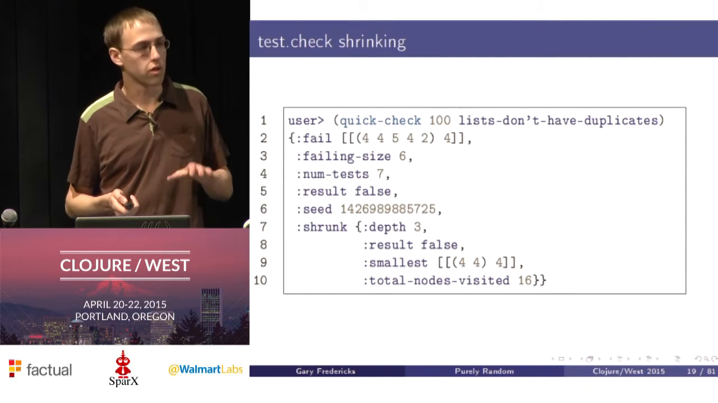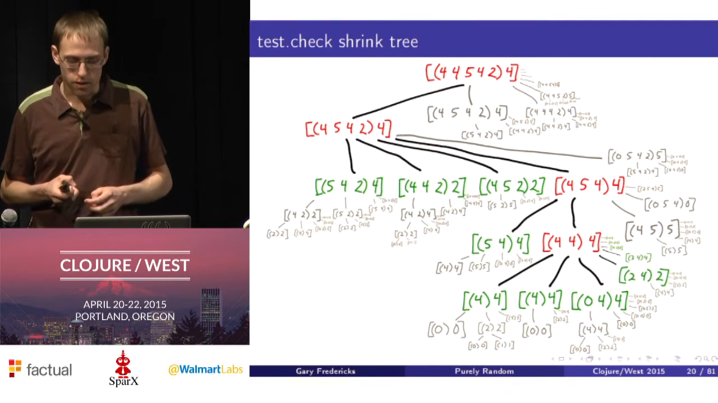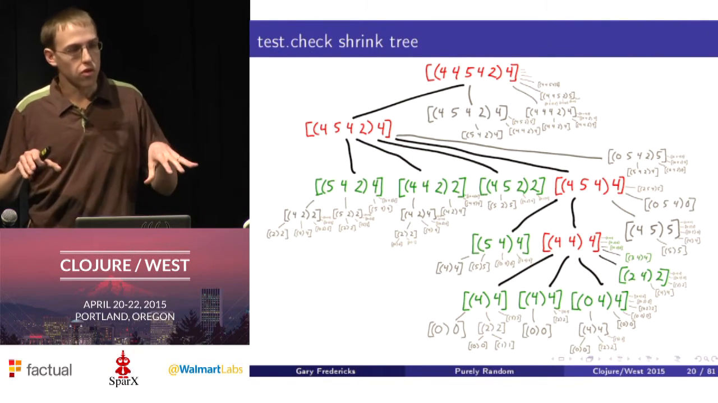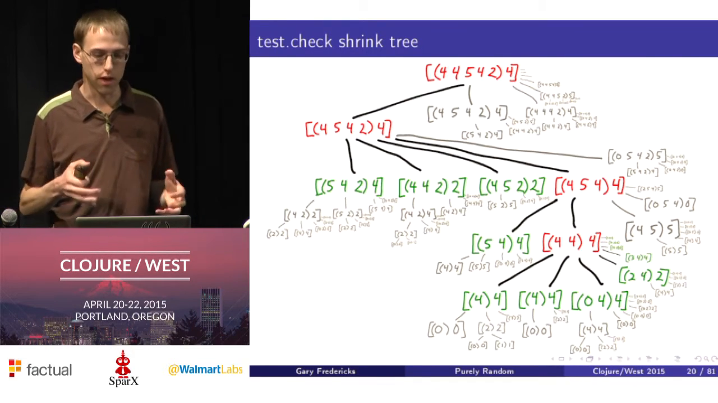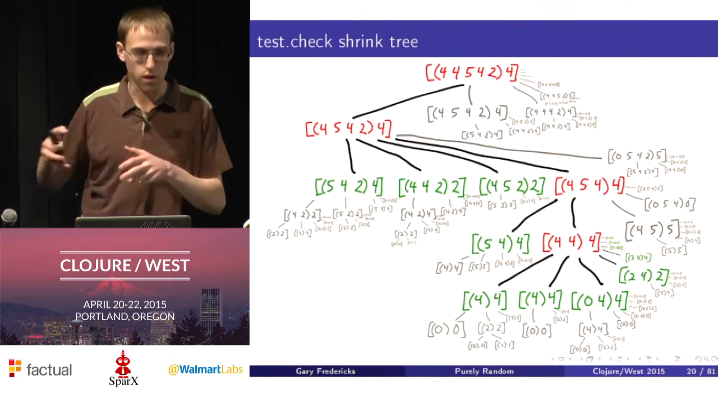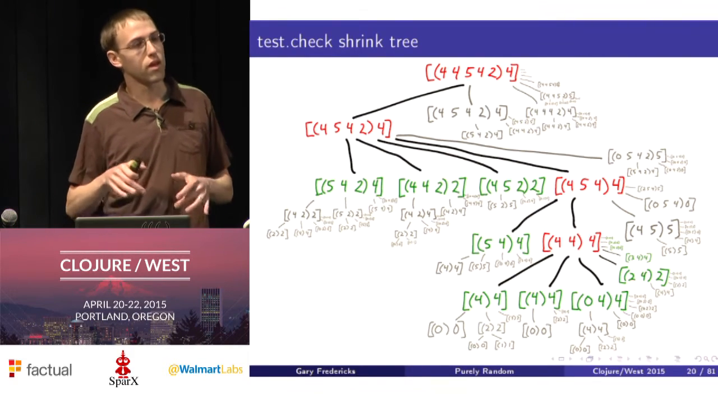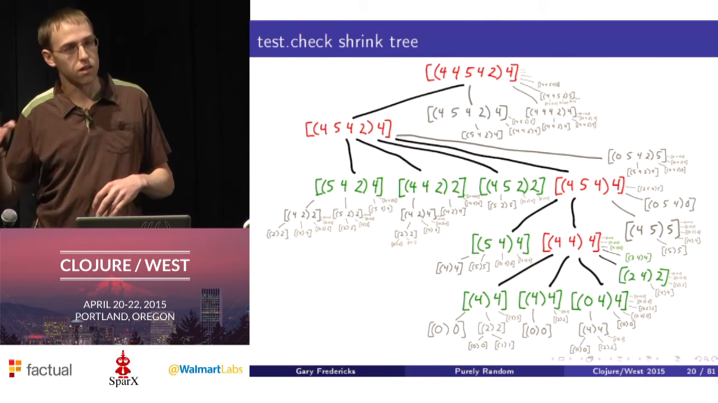So we're going to dig into a little bit of how this shrinking process works. This is a photograph of what's called a shrink tree. The shrink tree is a massive, lazy data structure that gets generated with all your generated input, and it represents lots of different ways of trying to shrink input. And with this tree, the actual shrinking process is kind of dumb.